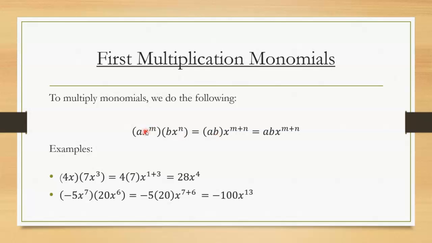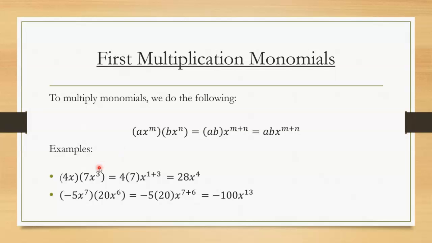So for the product, the coefficients are A and B. We multiply the coefficients together to get A times B. Then we do x raised to the m plus n. Okay? That's what's going to happen there. So that's what we get.